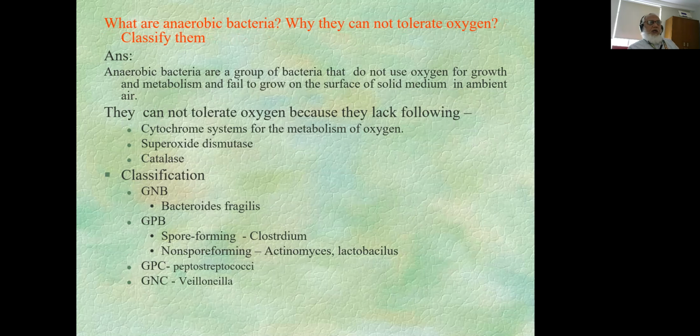What are anaerobic bacteria and why can they not tolerate oxygen? Can you classify them? Anaerobic bacteria are a group of bacteria that do not use oxygen for growth and metabolism, and they fail to grow on the surface of solid medium in ambient temperature. They cannot tolerate oxygen because of lack of some enzymes like superoxide dismutase and catalase. They can be classified as gram-negative bacilli, an important member being Bacteroides fragilis; gram-positive bacilli, spore-forming, that is Clostridium, and non-spore-forming, Actinomyces and Lactobacillus; gram-positive cocci, Peptostreptococci; and gram-negative cocci, Veillonella.